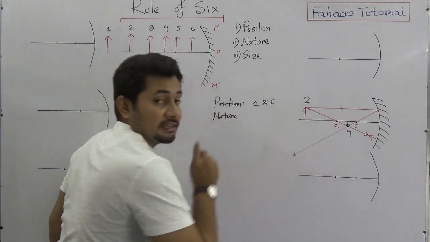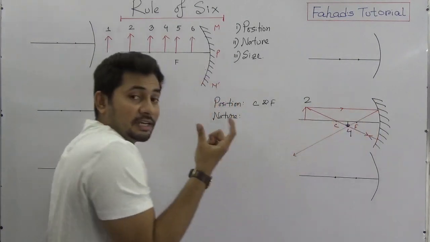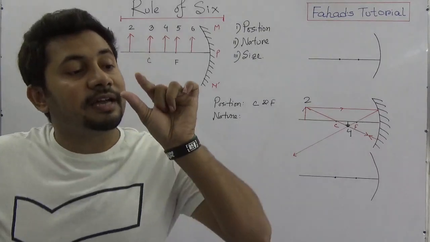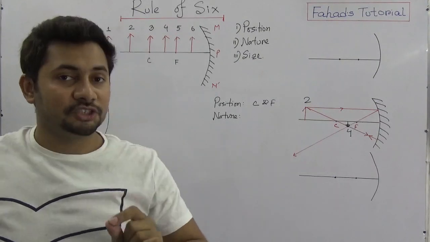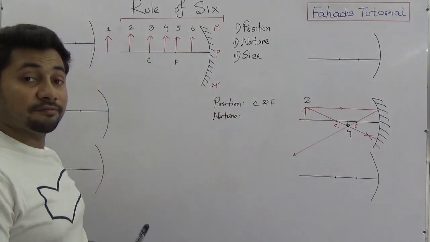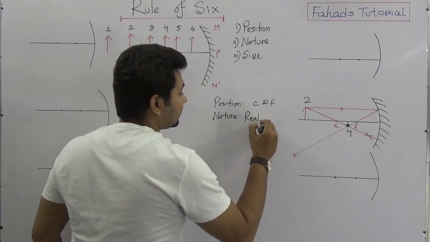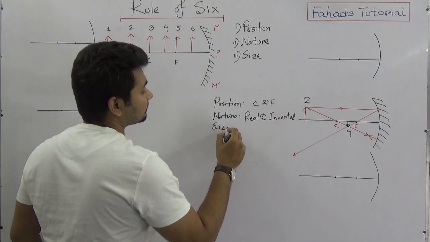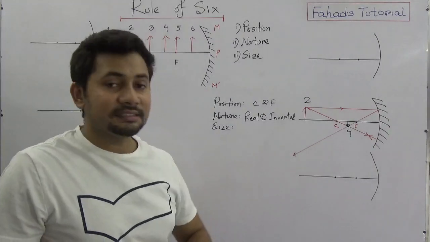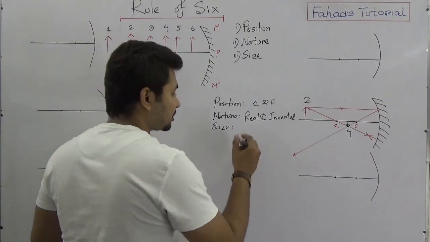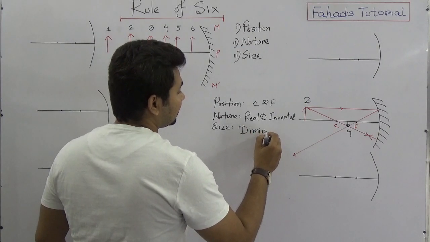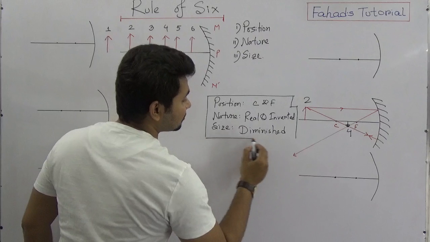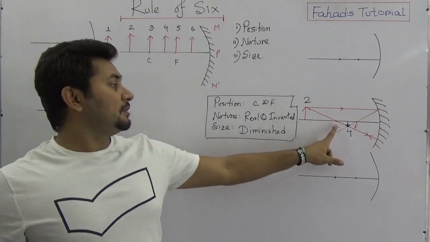Nature is real. Why? Because the reflected ray actually converged in a point. And you know that from the definition of image, when the reflected ray actually converges, that is the real image. And you see, this is inverted. So in case of nature, we can say this is real and inverted. And in case of size, apparently we can see this is smaller. So we can say this is diminished, that means smaller. So this is the explanation of the image when the object would be in between C and infinity.